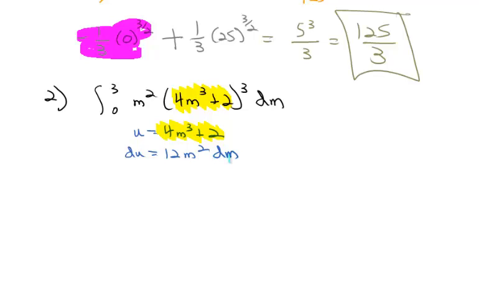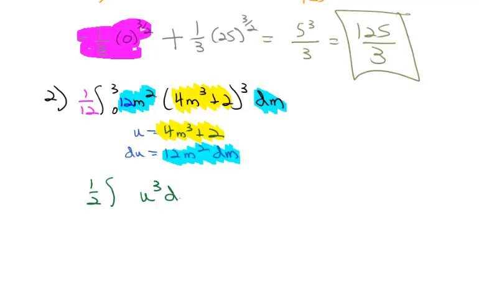but to get the du, we need 12m squared. Right now we've got m squared dm. So we'll multiply by 12 and 1 over 12 to make it work out. Now we've got the 12 that we need. So our new integral, with 1/12 out front, is u to the 3rd du. And now we can plug our limits into this function.